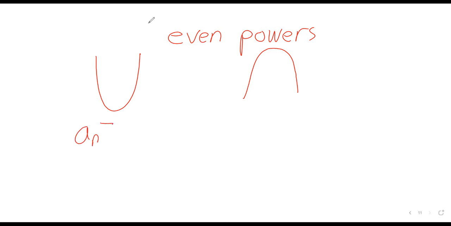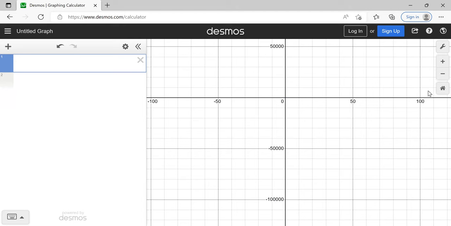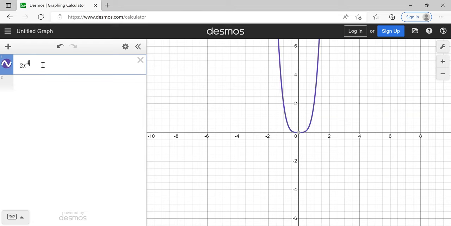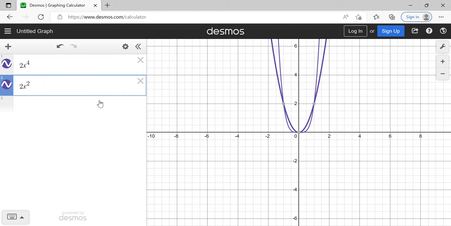And just like with quadratics, positive opened up, negative opened down, so it is with all of these power functions. Let us see. Get rid of all of this. Let's default the zoom and look at the power function 2x to the 4th. Well, there are differences between a 4th degree power and a 2nd degree power.